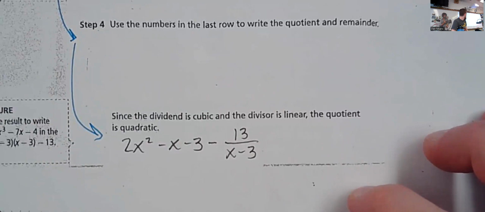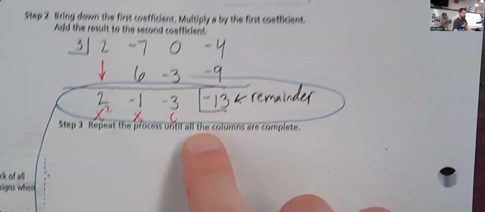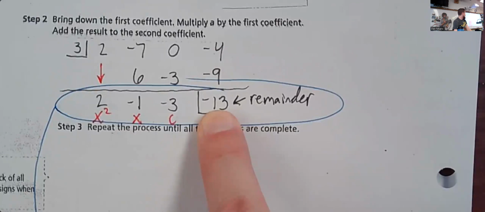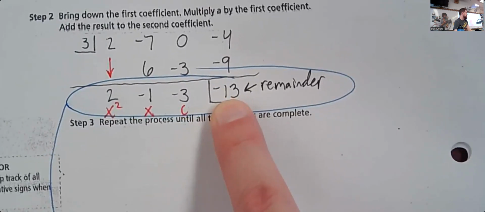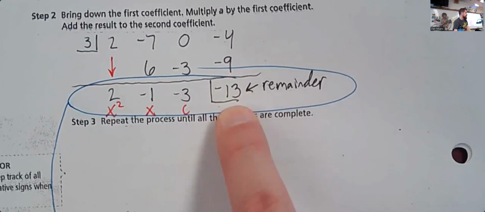Where at? Oh, because right here, negative 13. Yeah, the last number, if there is a last number here other than 0, then that is the remainder. If this number is 0, then there is no remainder, which tells you that the thing you divided by is a factor.